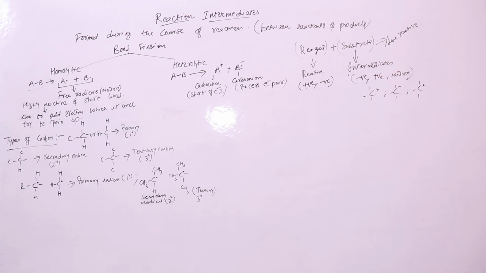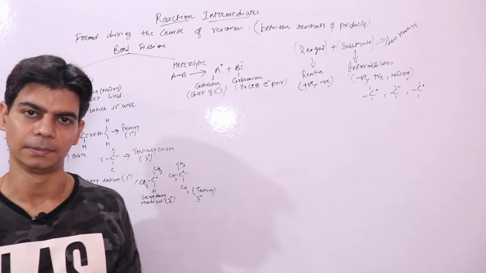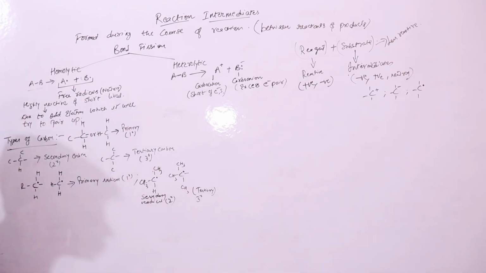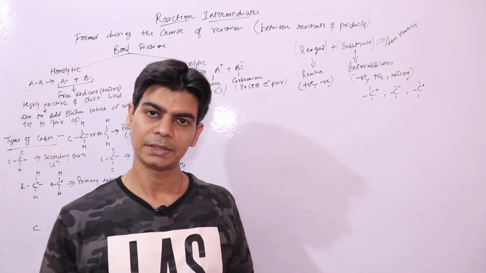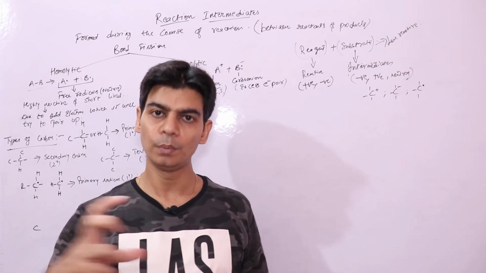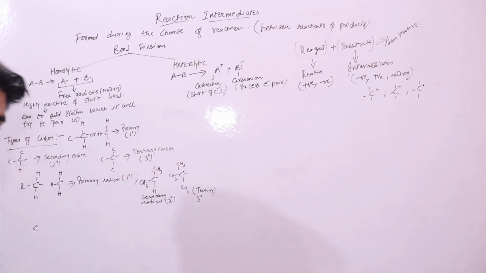So now let's quickly look into its orbital structure. Free radicals are planar mostly. The carbon atom in free radicals is sp2 hybridized. So if this is the carbon atom, we know that carbon is tetravalent, and it is sp2 hybridized. That means one s and 2 p orbitals hybridize to form 3 orbitals, and 1 p orbital is unhybridized.